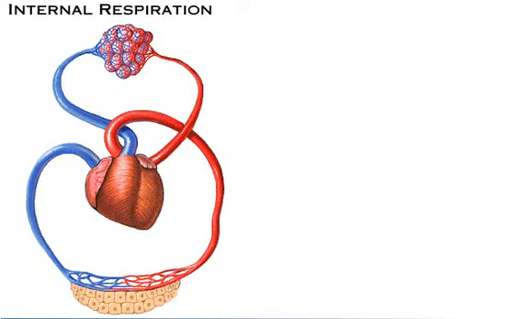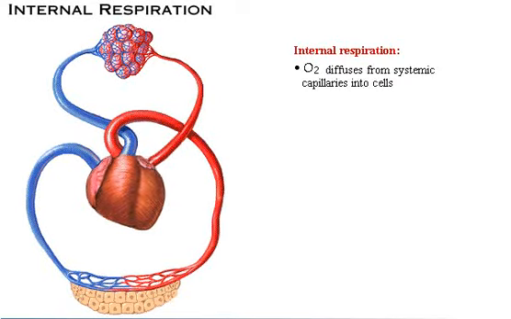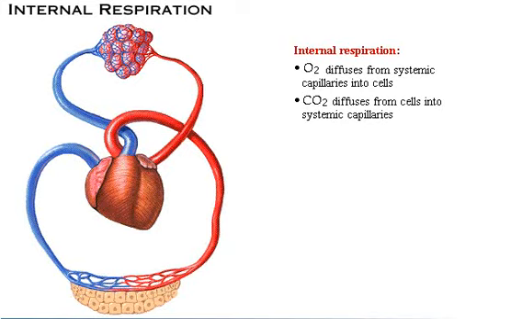Now let's turn our attention to internal respiration. During internal respiration, oxygen diffuses from the systemic capillaries into the cells, and carbon dioxide diffuses from the cells into the systemic capillaries. Just as in external respiration, the exchange of oxygen and carbon dioxide depends on several factors.